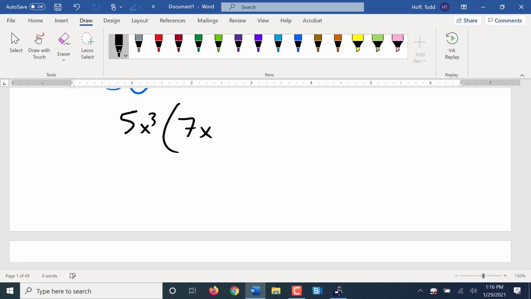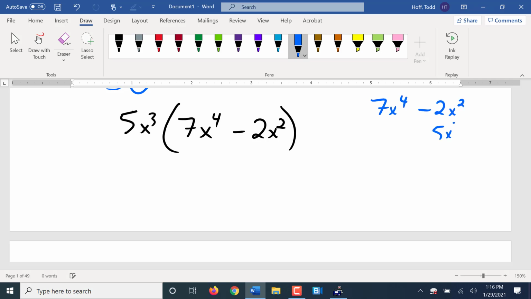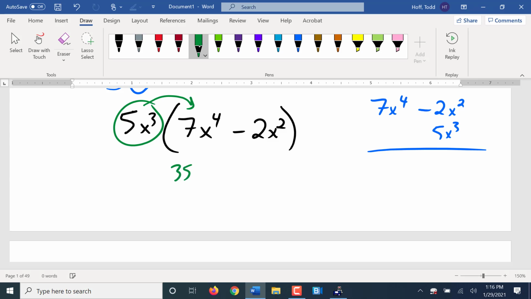So we might have 5x to the third times 7x to the fourth minus 2x squared. This is where we distribute. Now remember, we saw last week we could write this out and do long multiplication just like we would with whole numbers. But there's that shortcut of distributing. 5x to the third times 7x to the fourth is 35x to the seventh. Good. 5 times 7 is 35. X to the third times x to the fourth is x to the seventh.